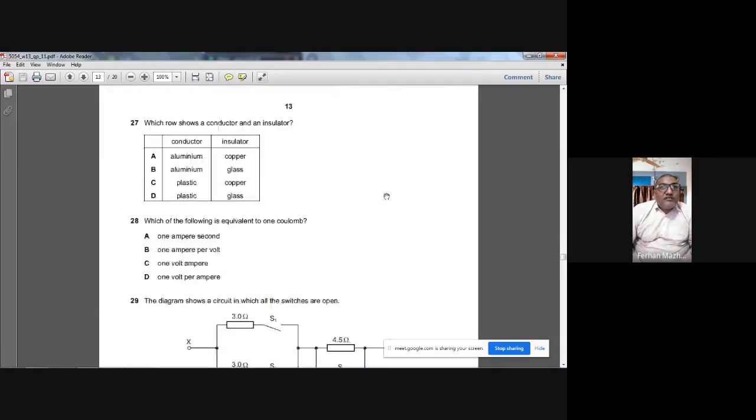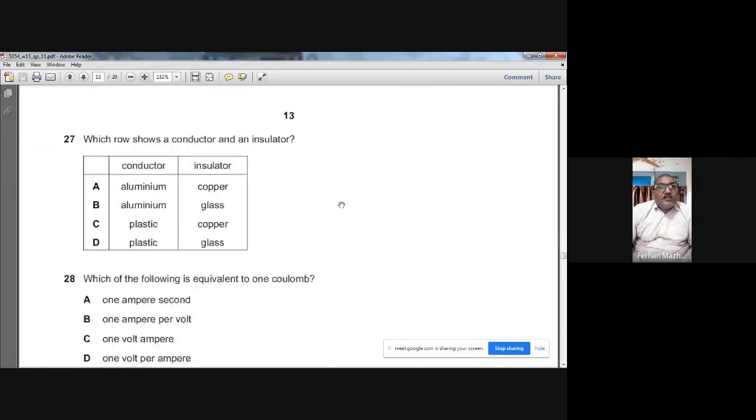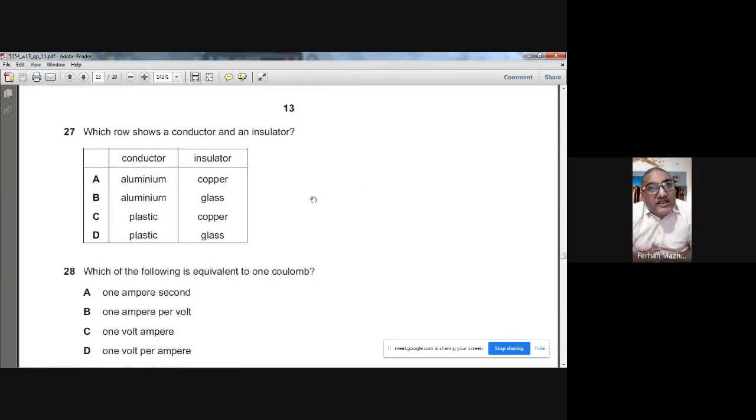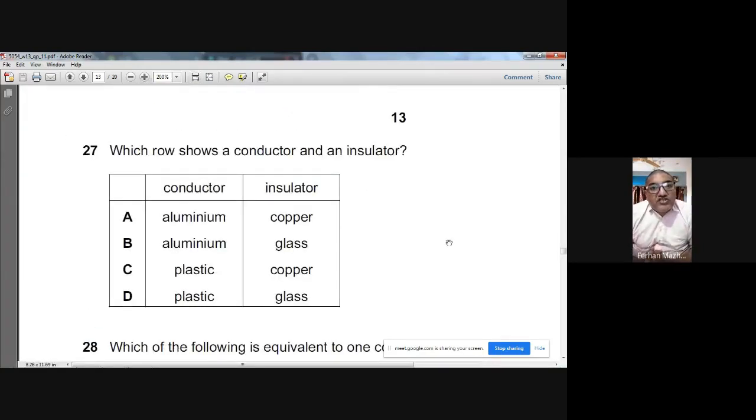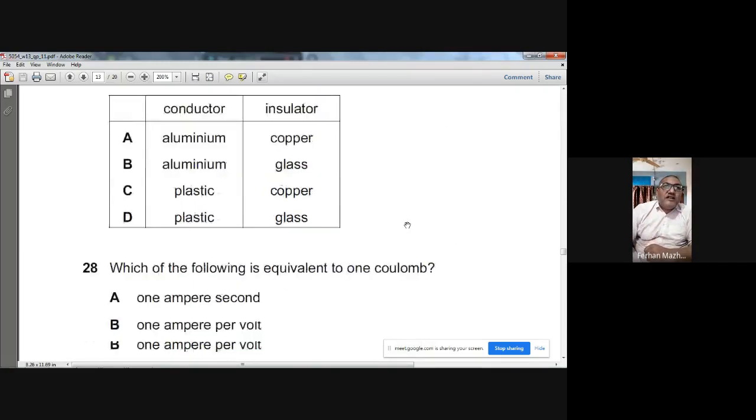Then we have question number 27, which row shows a conductor and an insulator? Conductor and insulator. Aluminium and glass. Yeah, B should be the choice.